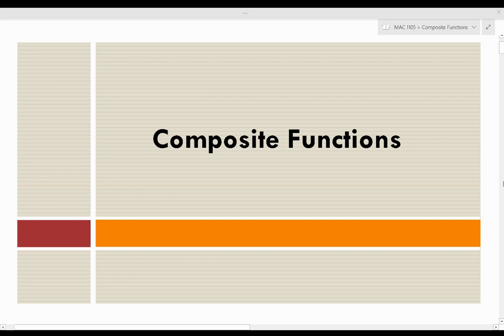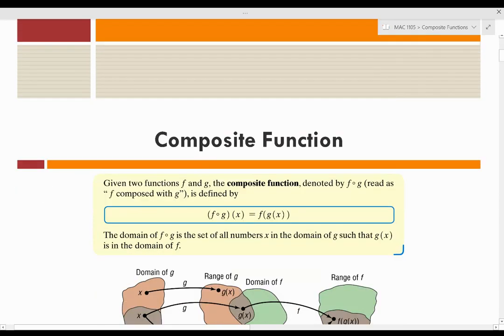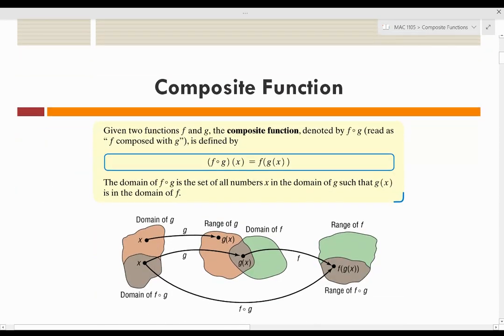All right, you guys, in this section, we're going to be talking about composite functions. By definition, given two functions f and g, the composite function, denoted by f composed of g, is defined as f composed of g of x equals f of g of x. The domain of f composed of g is the set of all numbers x in the domain of g, such that g of x is in the domain of f.